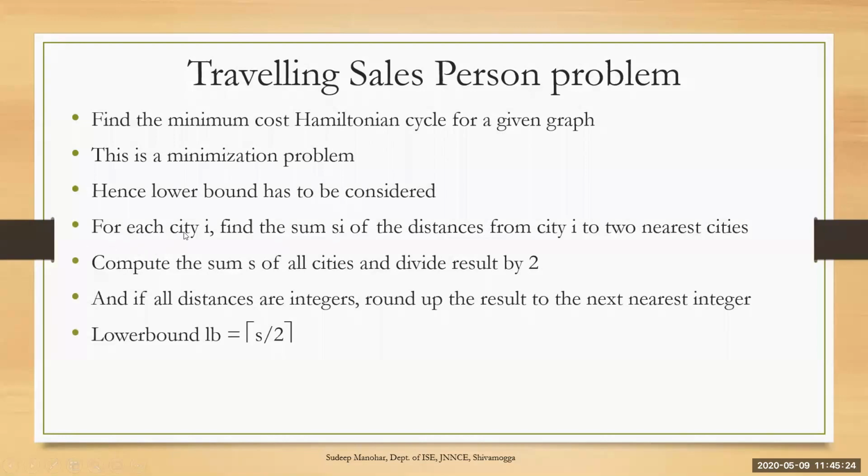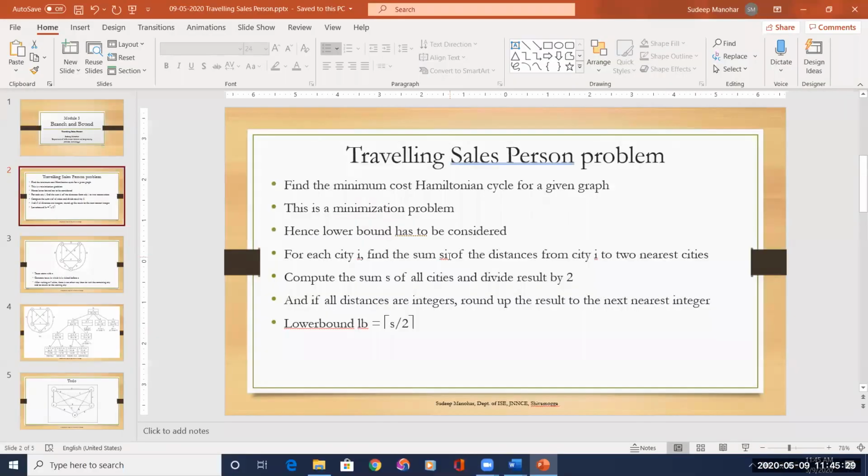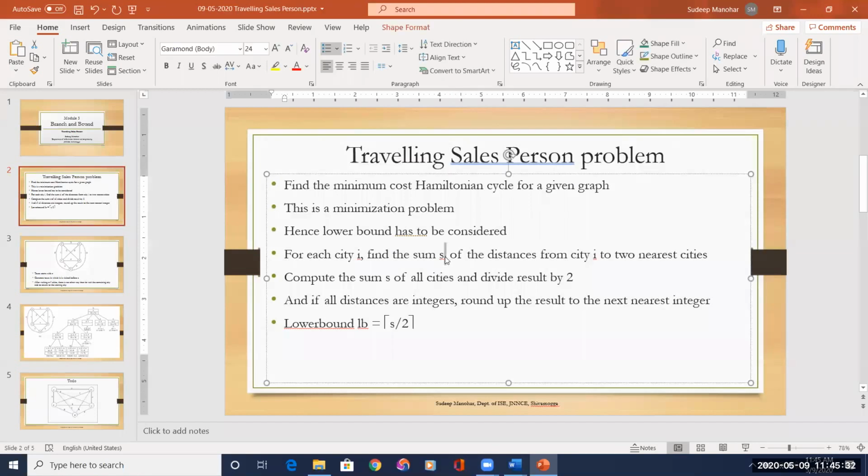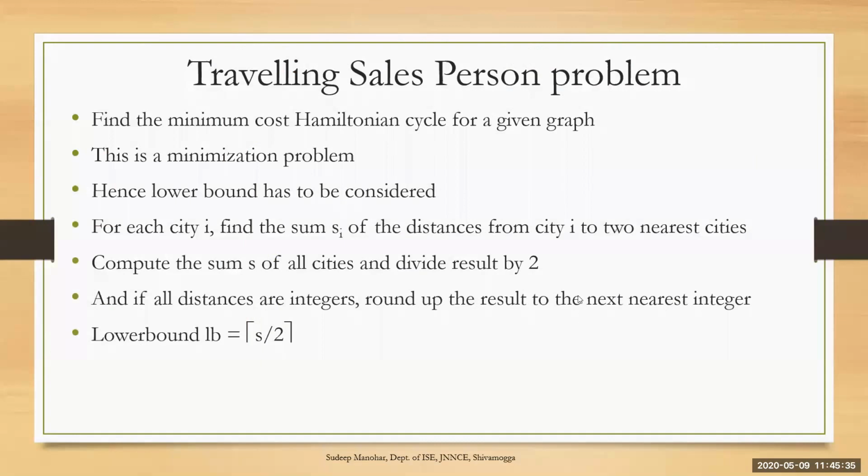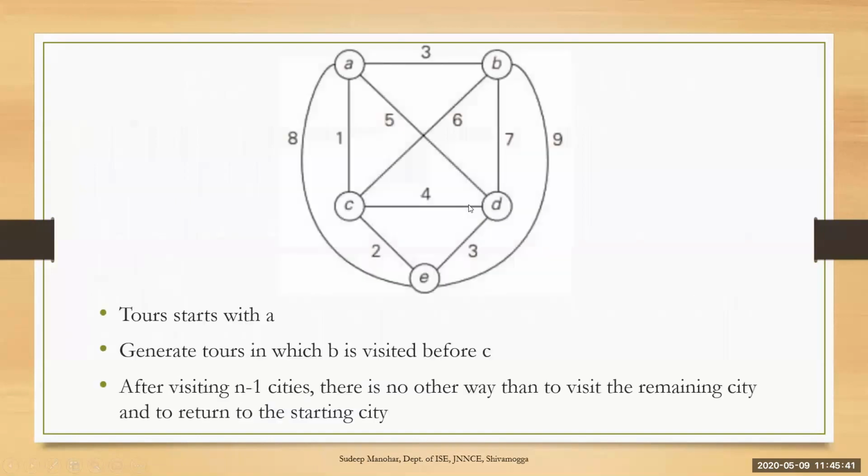Let us see. For each city i, find the sum Si of the distances from city i to the two nearest cities. So we have to consider one city. Consider this example, I'll consider city A. From this, which are the two nearest cities? From A it is connected to four cities, with costs 8, 1, 5, and 3. Out of these four costs, which are the two minimum costs? 1 and 3. You are supposed to consider the two minimum cost cities.